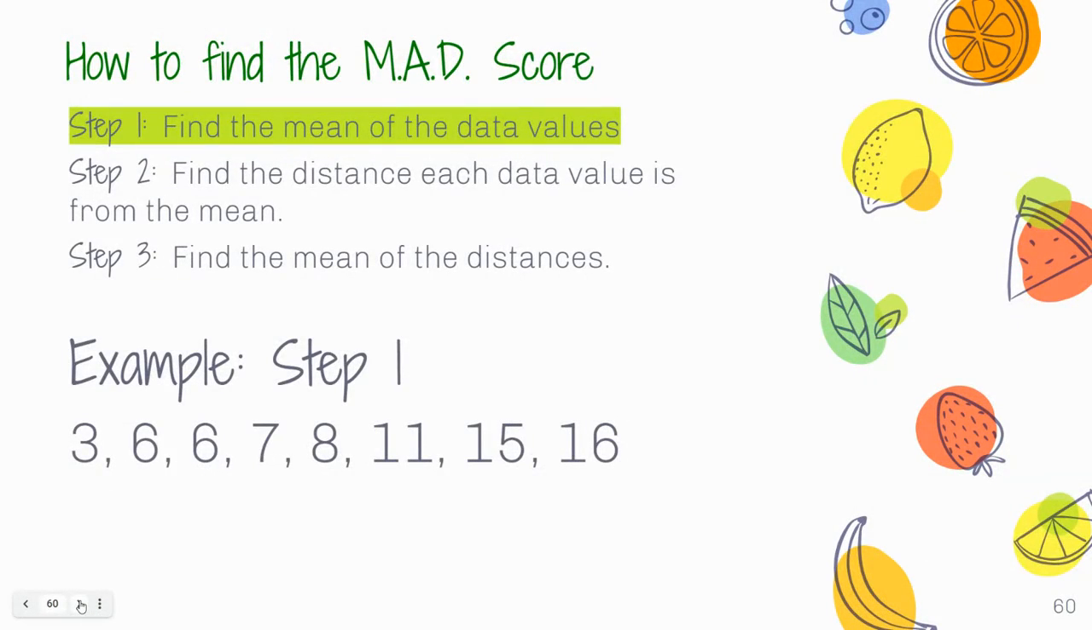Okay, so let's see that in real time. For example, here's step 1. We get this data set and it's got numbers in it. We need to find the mean of the data values. Notice I've already got the data values in order from least to greatest. We have data values of 3, 6, 6, 7, 8, 11, 15, and 16.